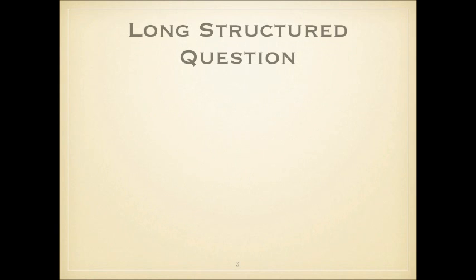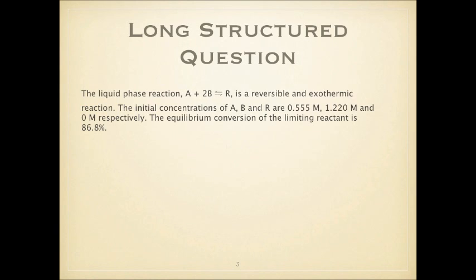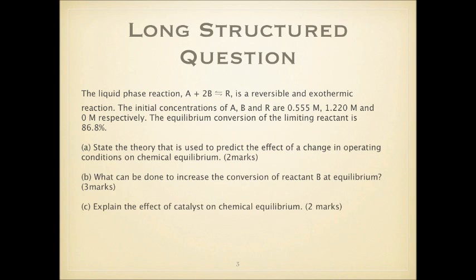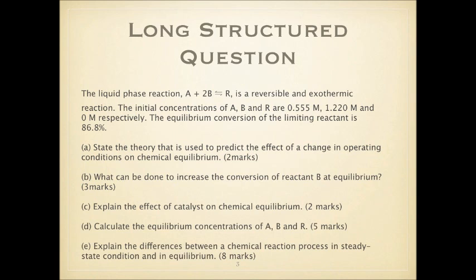The liquid phase reaction A plus B producing R is a reversible and isothermal reaction. The initial concentrations of A, B, and R are 0.555 M, 1.22 M, and 0 M respectively. The equilibrium conversion of the limiting reactant is 86.8%.